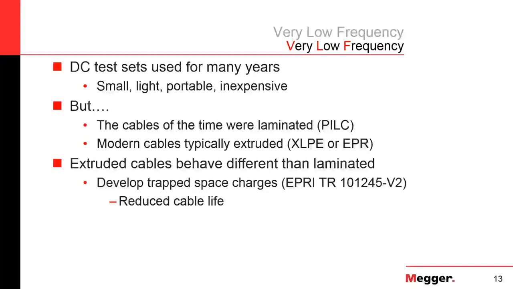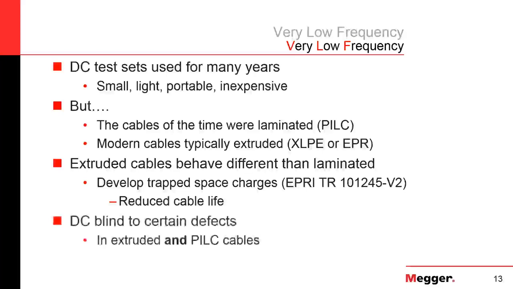There's an EPRI report, it's the numbers on the screen here. I believe that was published in December 1995, where they found that by applying a DC test to an extruded cable, those cables would develop trapped space charges, which would, in the end, reduce the cable life. So that's one reason why we don't use DC test sets anymore, especially on extruded cables.